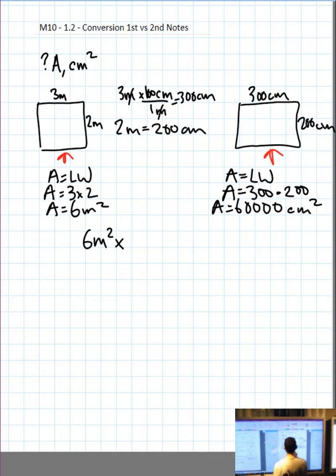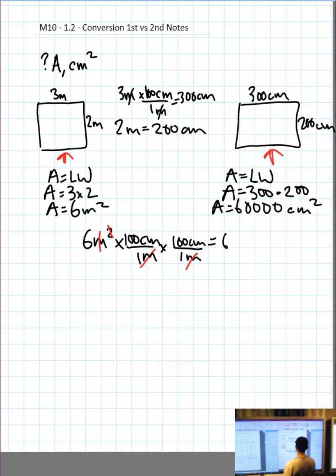we have to get rid of meters, so put meters on the bottom. We want to get to centimeters, so 100 on the top. That crosses off meters from the bottom and only the squared from the top. We need to times by 100 centimeters over 1 meter again. Cross off meters from the bottom and the other meters from the top. And we're left with 6 with 4 zeros after it, centimeters squared. The same answer as above.